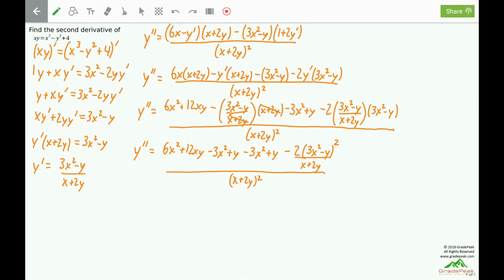Now we can combine together like terms in the numerator. The 6x squared, the minus 3x squared, and the other minus 3x squared will cancel each other out. We have a 12xy, and we have a plus y and plus another y, so plus 2y.